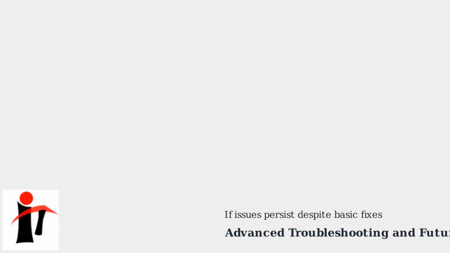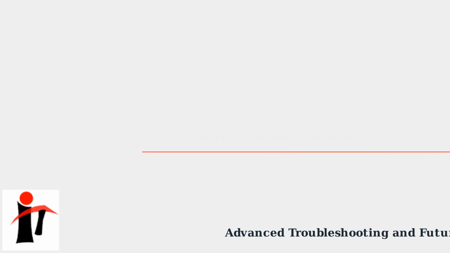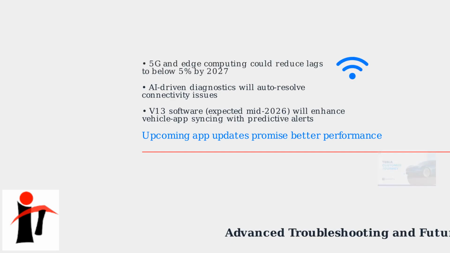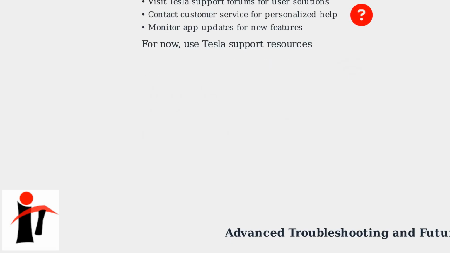If battery update issues continue after trying basic troubleshooting, remember that Tesla is constantly improving the app. The upcoming V13 software update, expected in mid-2026, will bring better integration between the app and vehicle firmware, including predictive battery alerts and smoother syncing. Trends show a move toward AI-powered diagnostics that can automatically fix connectivity problems. With advances like 5G networks and edge computing, app lags could drop below 5% by 2027. In the meantime, utilize Tesla's support forums for community solutions and reach out to customer service for personalized assistance.